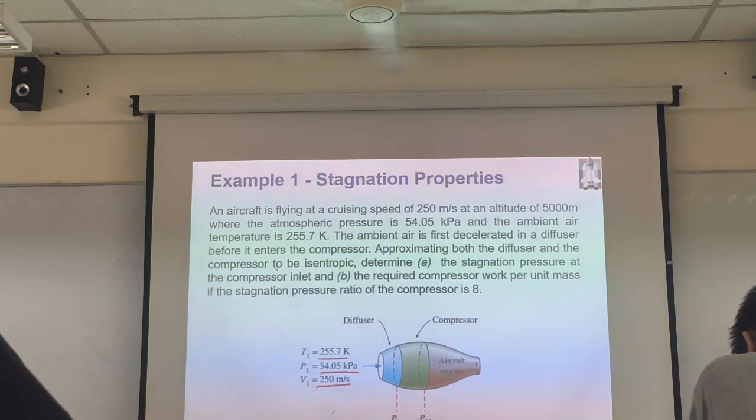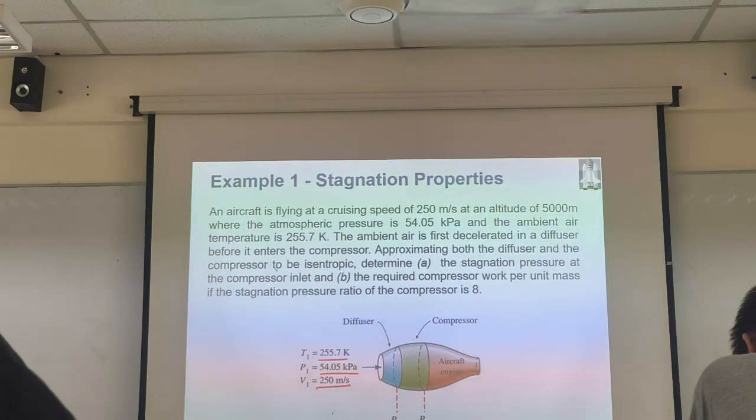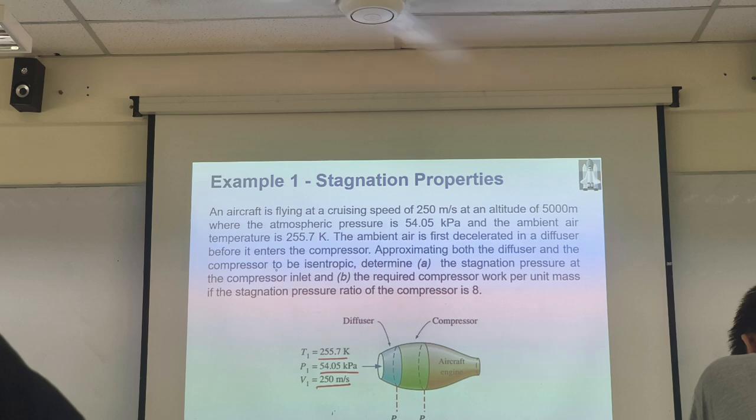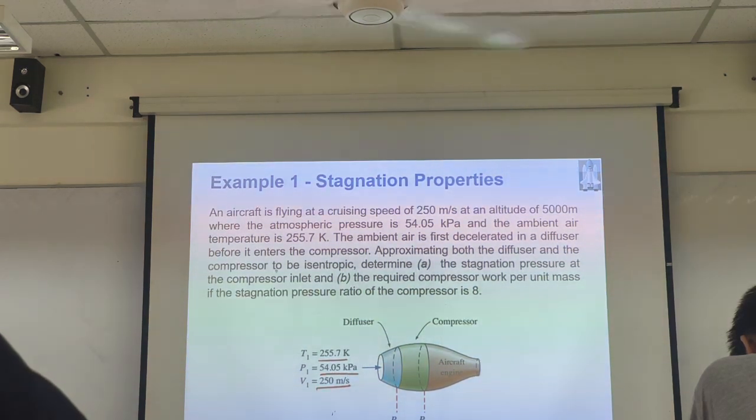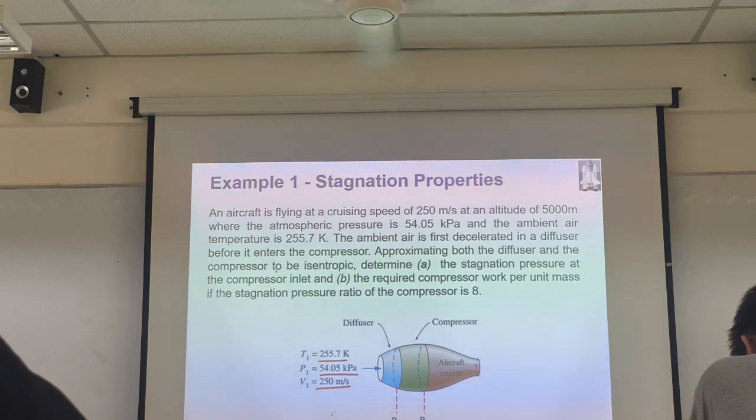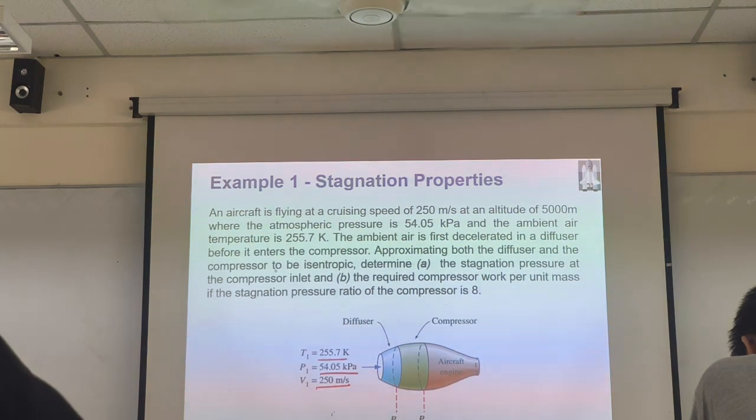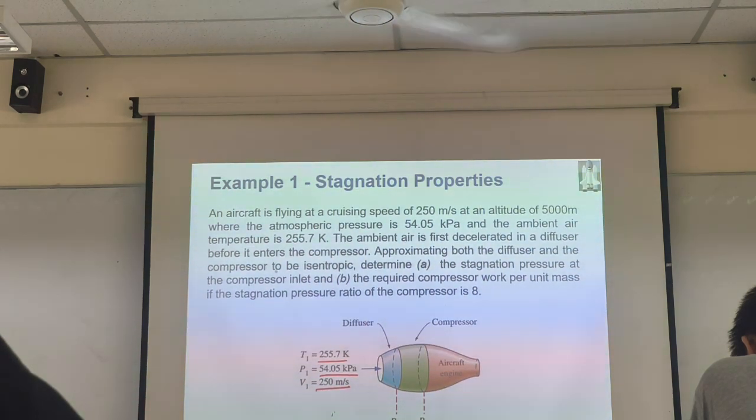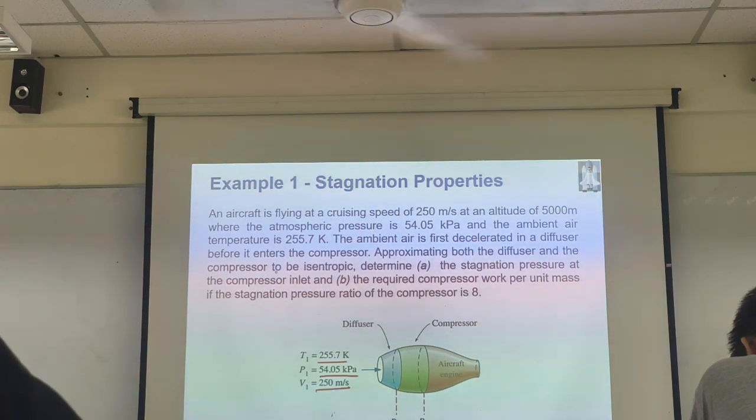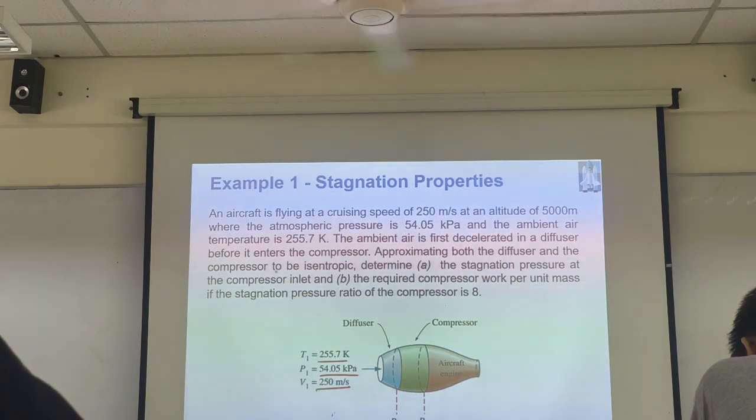You are given a velocity here which is 250, so this is definitely not a stagnation property. The stagnation properties will be different. Here we need to find the stagnation pressure at the compressor inlet. Of course, before that we have a diffuser.